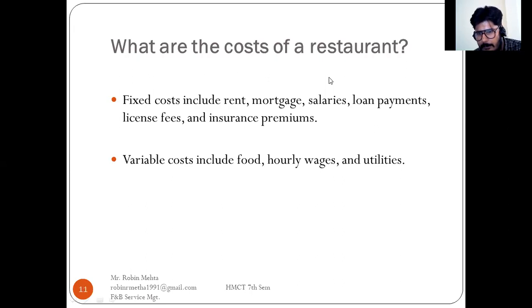Again, variable costs depend on the increase and decrease of your sales, so that all depends on that. Food, wages, and utilities means fuel and electricity. Fuel depends on what type of fuel, maybe petrol or diesel. So these are all variable costs. They fluctuate according to the sales of that restaurant or that particular organization.